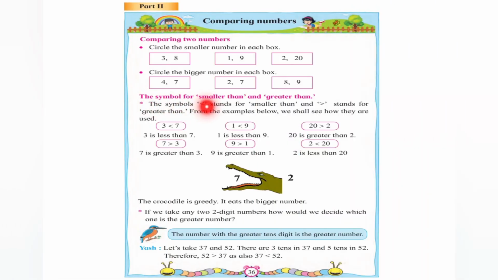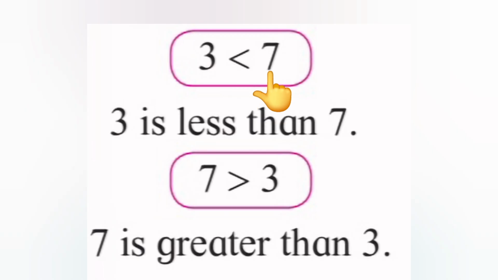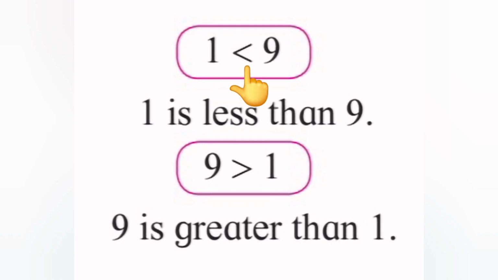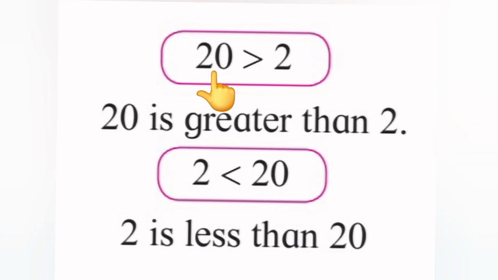The symbol for smaller than and greater than. The symbols stand for smaller than and greater than. From the examples below, we shall see how they are used. 3 is less than 7. 7 is greater than 3. 1 is less than 9. 9 is greater than 1. 20 is greater than 2. 2 is less than 20.